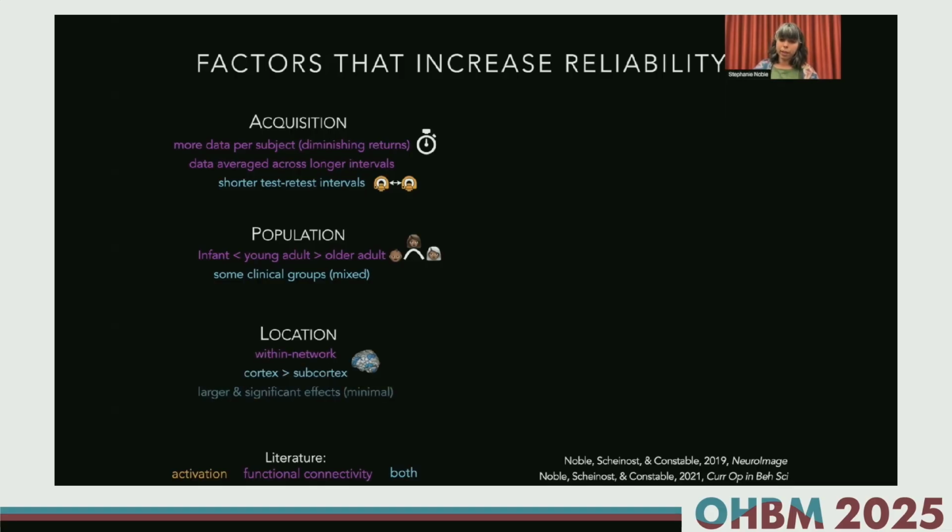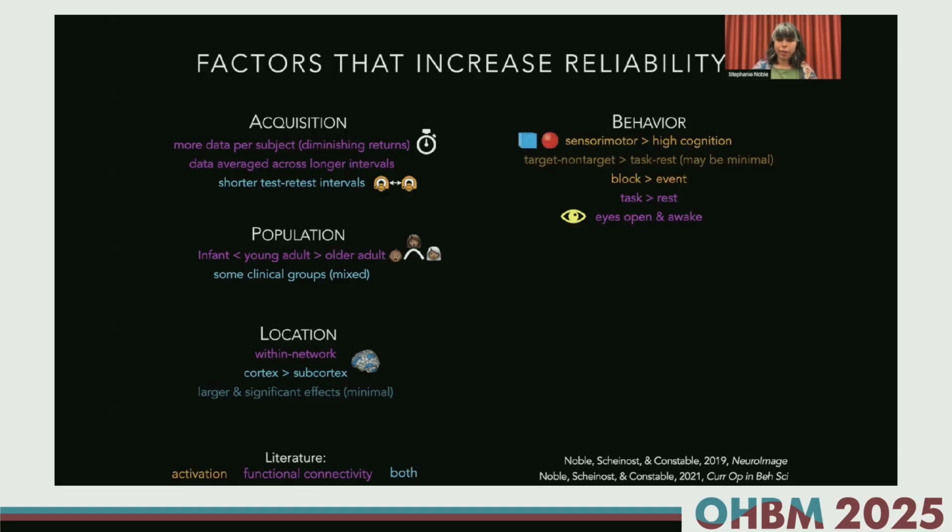Also, different parts of the brain might be measured with different levels of reliability. In connectivity, those edges that are measured within network tend to show higher reliability than outside networks. Cortical areas tend to show higher reliability than subcortical areas. And there's also a relationship between reliability and effect size, although it's actually extremely small. And then there are a number of different types of behaviors that can impact reliability. But I'd say in general, the idea is if someone is awake and in the scanner doing especially some sort of task, so the more alert somebody is, the higher reliability we tend to record.